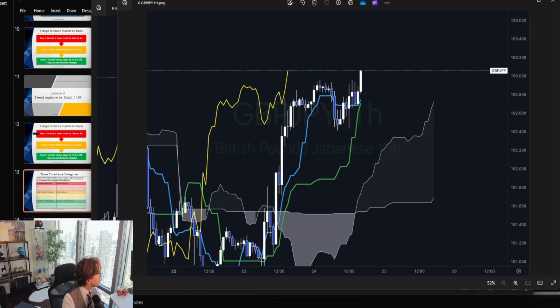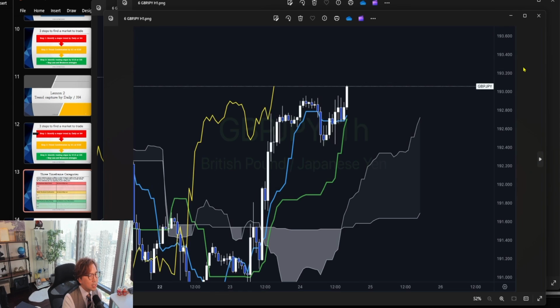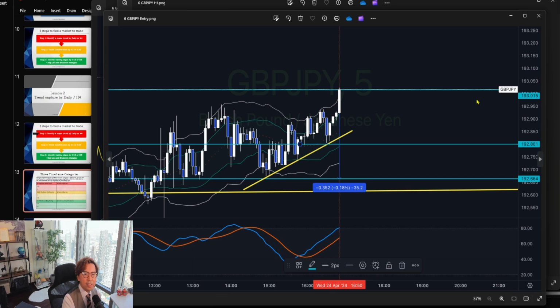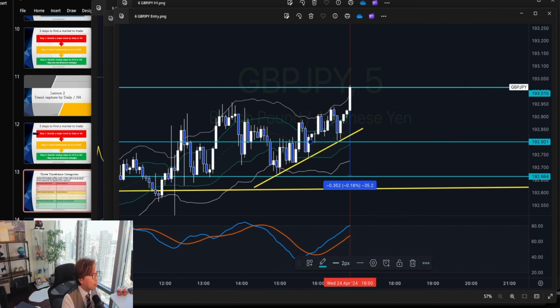Okay, and so here is an entry screenshot. Hold on. So here's the entry. When I entered the trade, it was like this. This is the 5-minute time frame, M5. And on the 5-minute chart, I don't use Ichimoku, but instead I use different tools. I basically enter the market based on what I call confirmations, entry confirmations or entry edges.